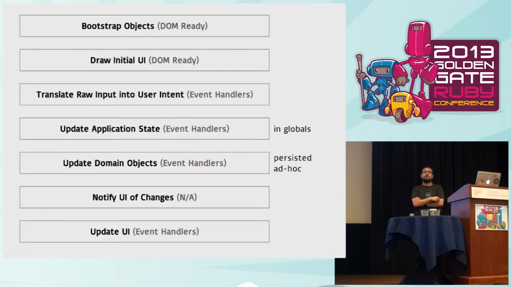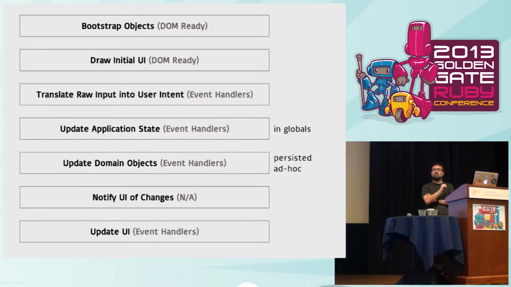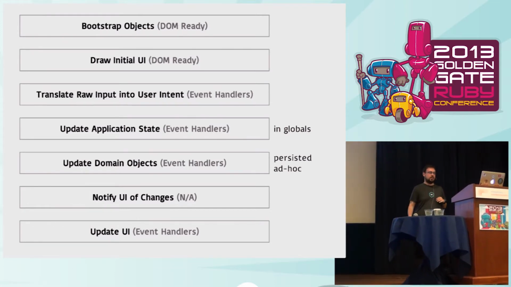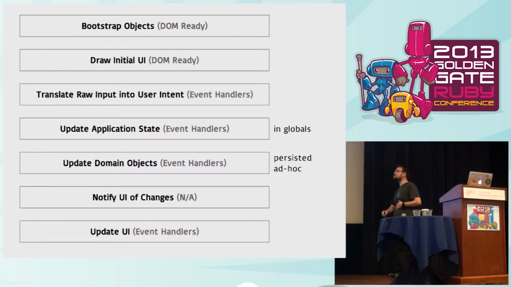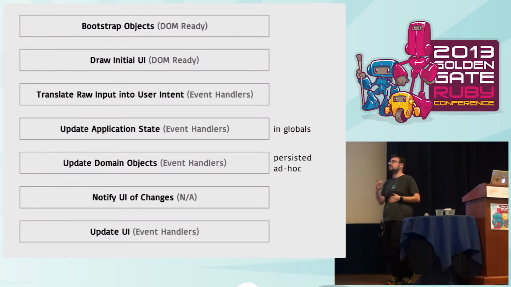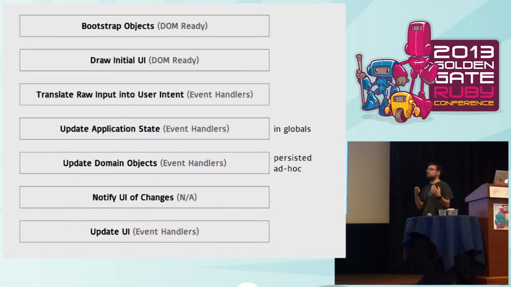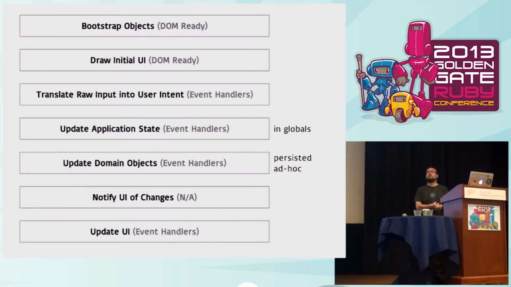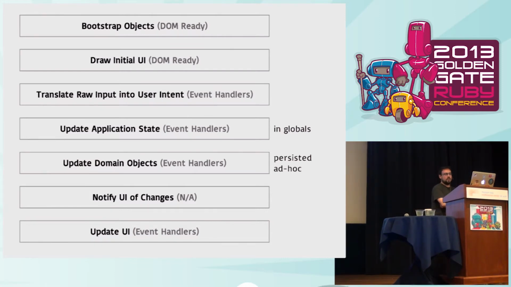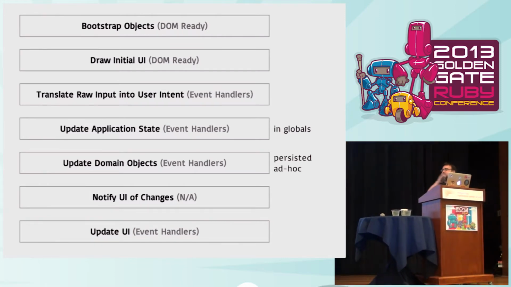How do I update domain objects? Again, event handlers. Now, how do I save them? Just some AJAX thing in an event handler, persistent ad hoc. How do I notify my UI of changes? I don't have to notify anything, I just do everything in my event handler. I want to update UI, event handler, right? And I think this works really well for extremely simple things. This is basically where GUI programming was in the 70s, and it also is where GUI programming was in 2005. So yes, there was some weird gap there.